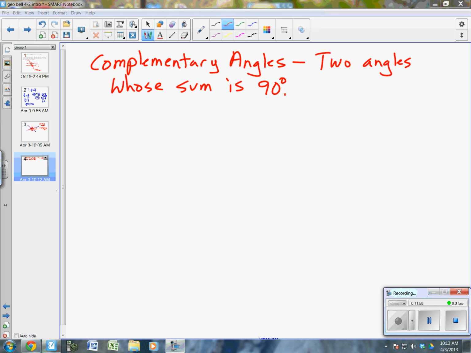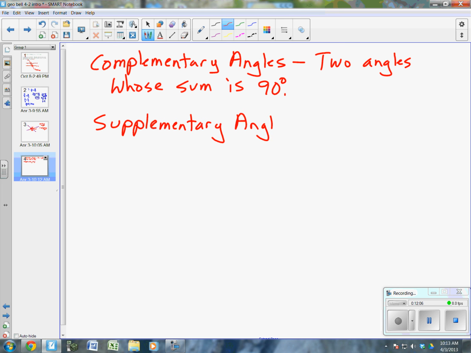Okay, the second one. We just talked about this one. What's the definition of this one? Two angles whose sum is 180.